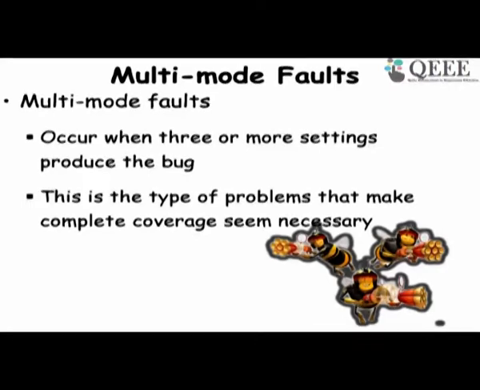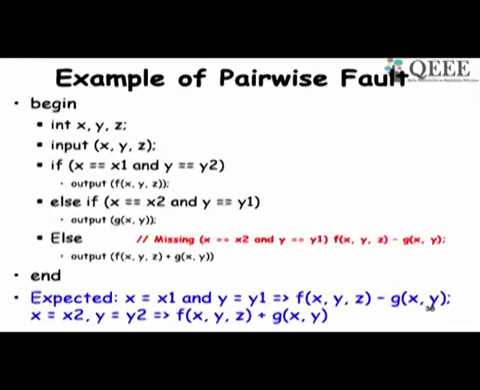Here, 3 or more input parameter settings cause the bug. Let's see one example of a pairwise fault. So we have written this C program. Okay, not a C program, it's just pseudo code here.